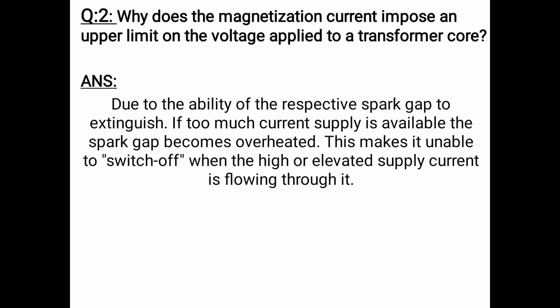Question number 2. Why does the magnetization current impose an upper limit on the voltage applied to a transformer core? Answer. Due to the ability of a respective spark gap to extinguish. If too much current supply is available, the spark gap becomes overheated. This makes it able to switch off when the high or elevated supply current is flowing through it.